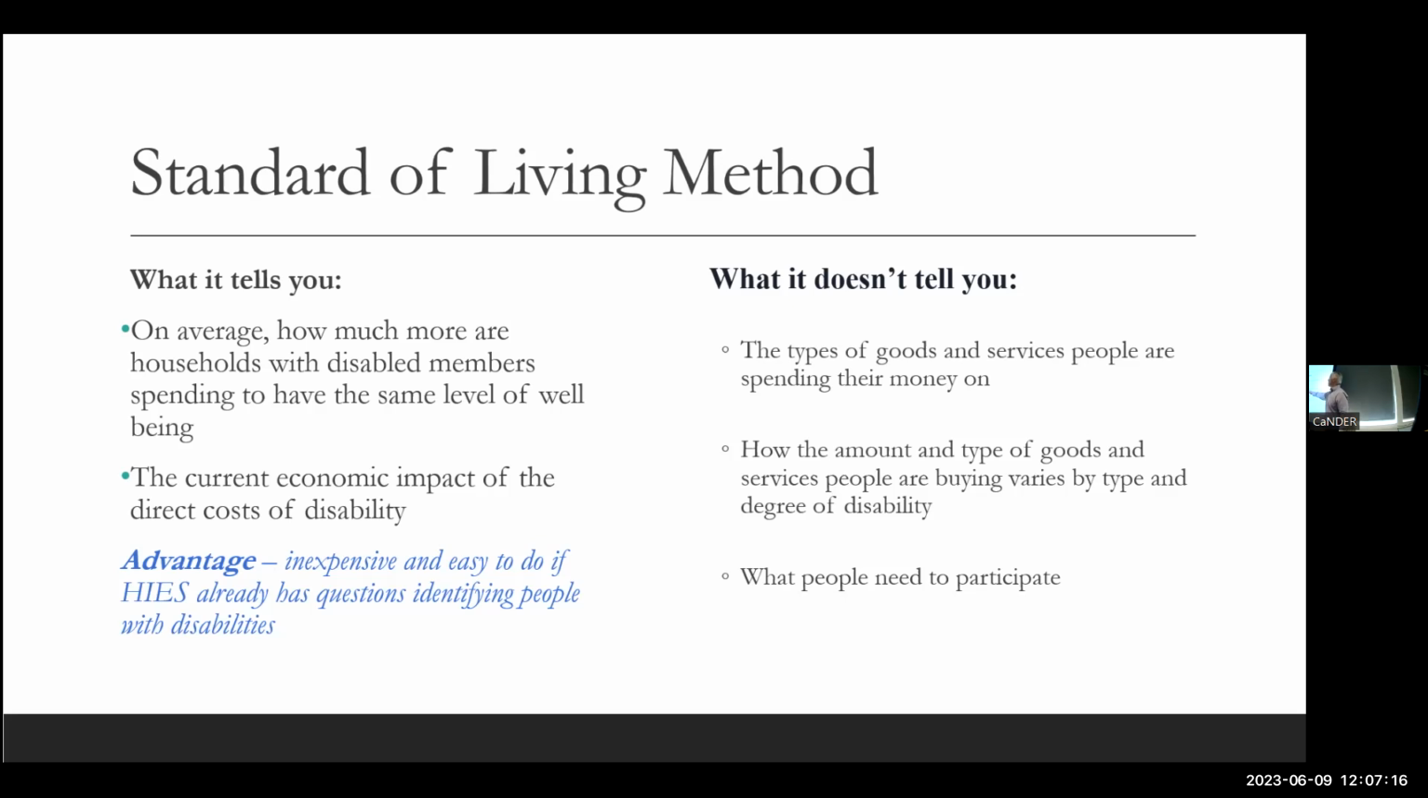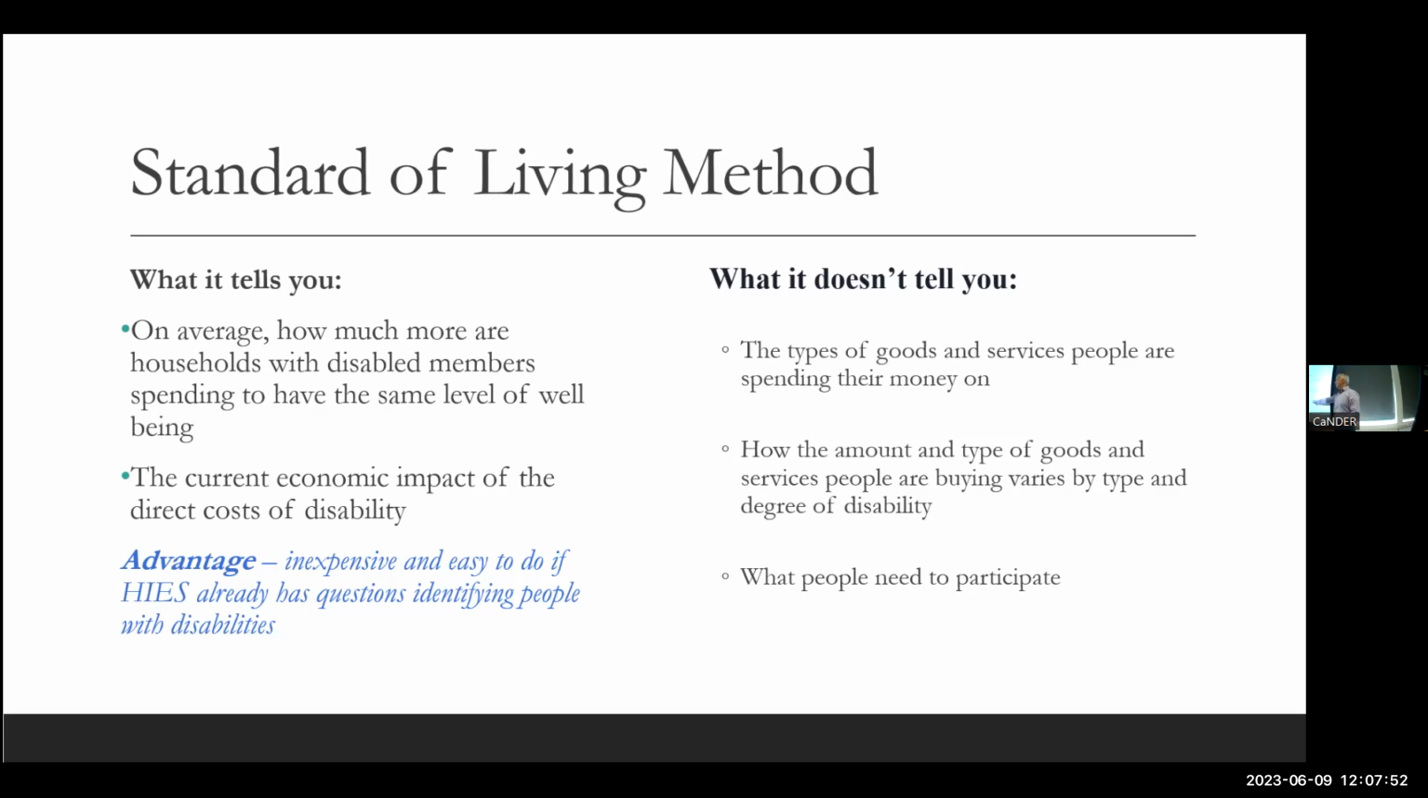And again, the amount and type of goods and services people are buying varies. Because most of these sample surveys are not going to be big enough where you could do it for people with physical disabilities, people who have hearing difficulties, people who have vision difficulties. They face different barriers, the supports they need are different, the costs they incur are different. And so you're just coming up with an average for everybody. And that might be useful for thinking about the economic impact of disability, but it's not very useful for thinking about how I'm going to design and deliver services or programs.